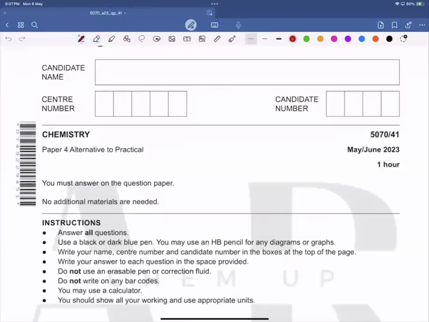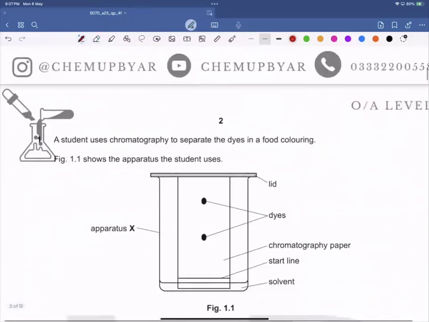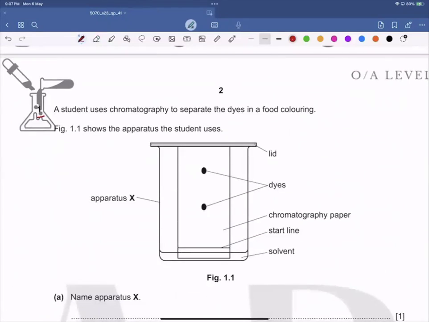Today we are going to start May June 2023 paper 4.1. Let's start with question number 1.